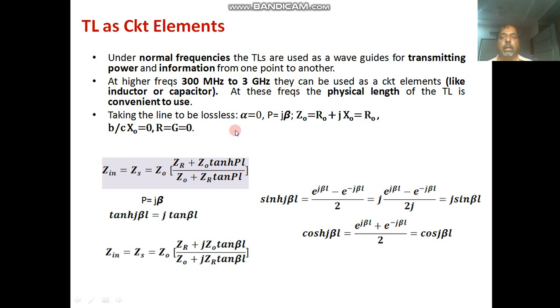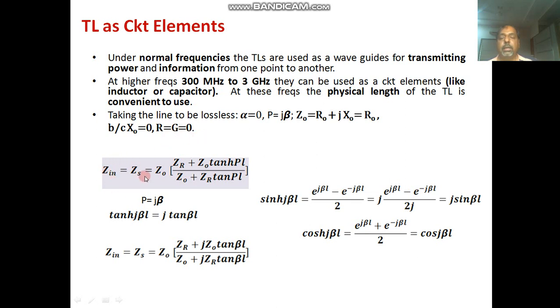Assume the line to be lossless, so in that case alpha will be equal to 0, so the complex propagation constant gamma we can write as j beta, where beta is the phase constant. Characteristic impedance, because it is a complex quantity, we write as R naught plus jX naught, but if alpha is 0, in that case X naught will be 0, so we get real values of characteristic impedance for a transmission line, and R and G will be 0 for such a line.